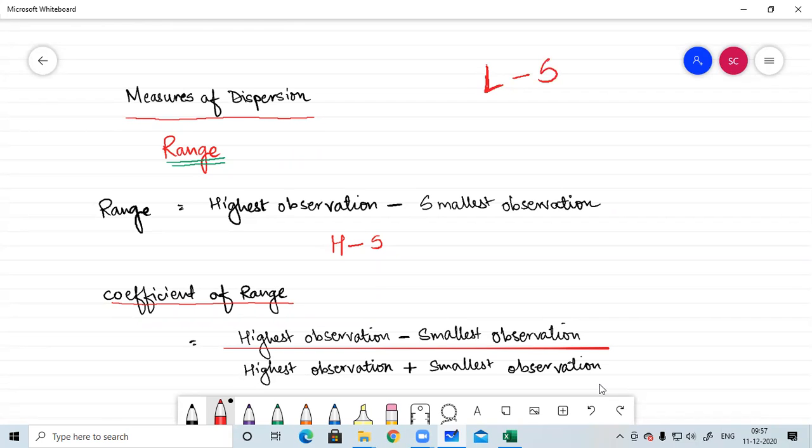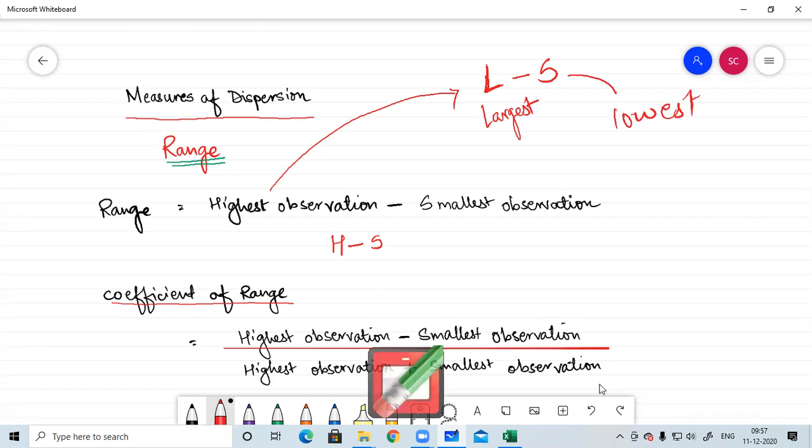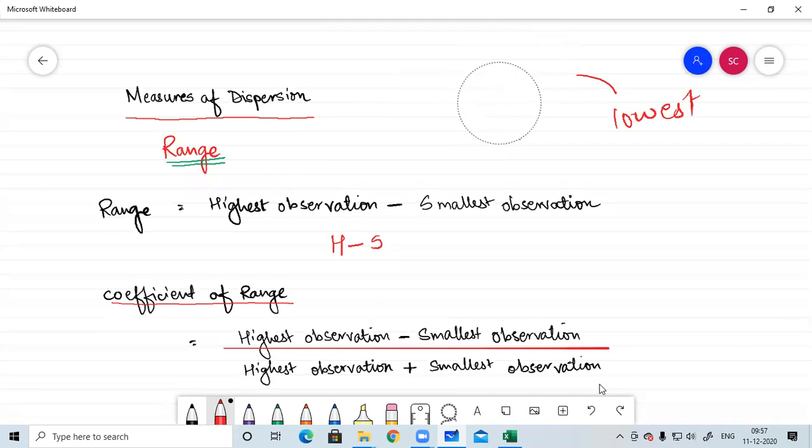The answer comes the same. Now, what is L minus S? Some write largest instead of highest. Instead of highest, some people use the word largest. And some people for smallest also use the word lowest. So these are just synonyms, same meaning, different words. So don't get confused with that.